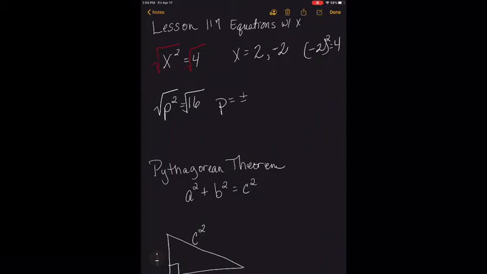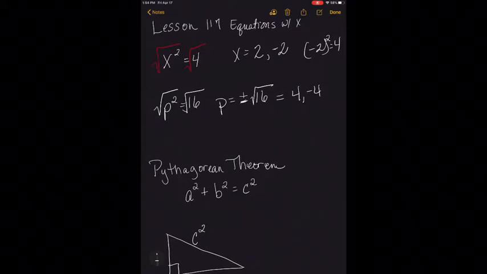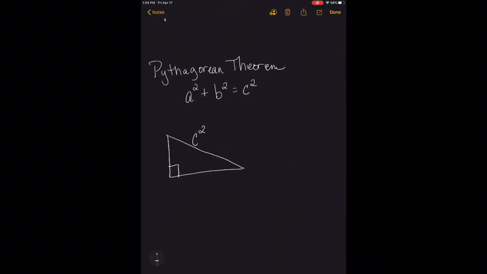Okay, so for example, p squared equals 16. The square root of both sides, we would get p equals plus or minus the square root of 16. This is how we write it sometimes, plus or minus. So that means that p equals 4 or negative 4. And you can always check your solutions to make sure that's true. But it doesn't always hold true when we have distances, because we don't talk of negative distances. So when we're looking at the Pythagorean theorem, we don't use a positive and a negative solution. We only use a positive solution.